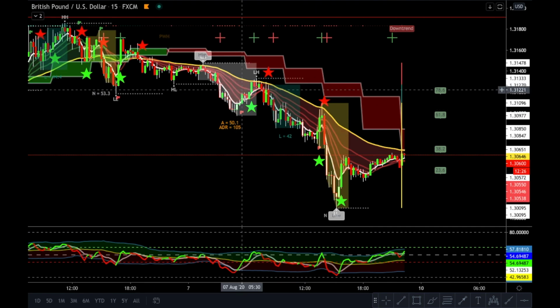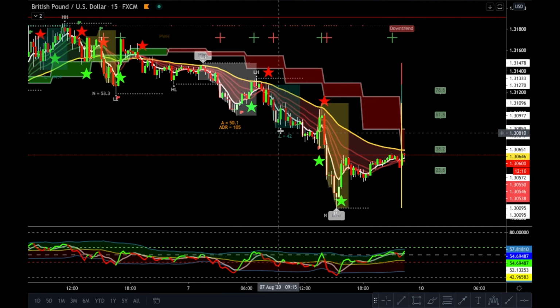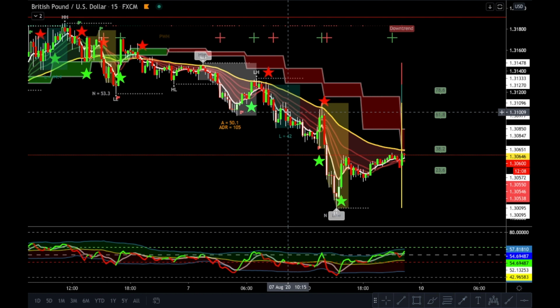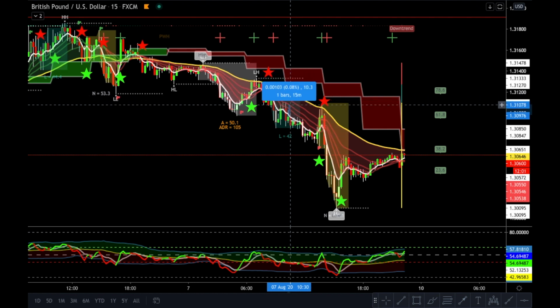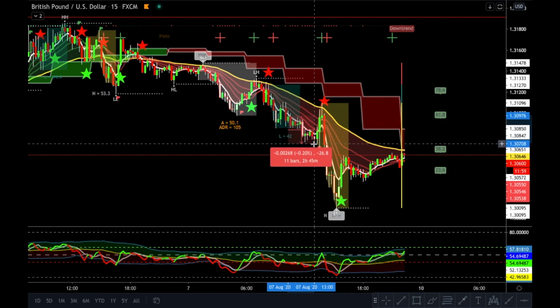GBP USD, same thing. As you can see here, you had a TDI cross in the London box here. You would have got in on this candle. You would have held, 20 pip stop loss would have been here, and you would have been able to make at least 26 pips.